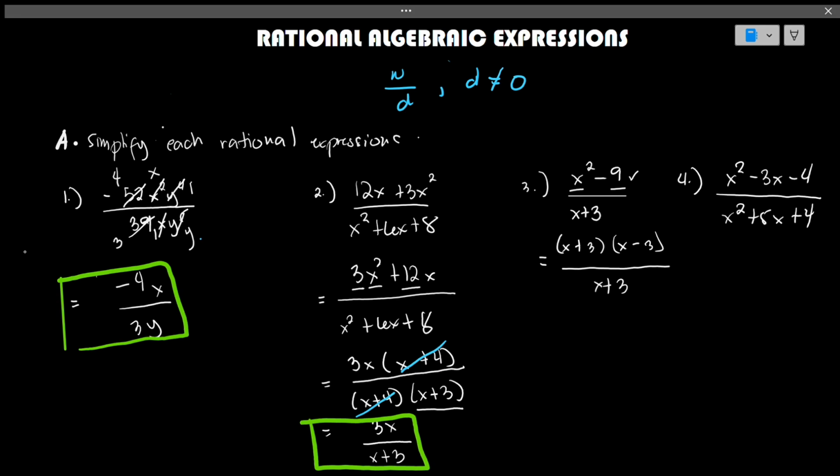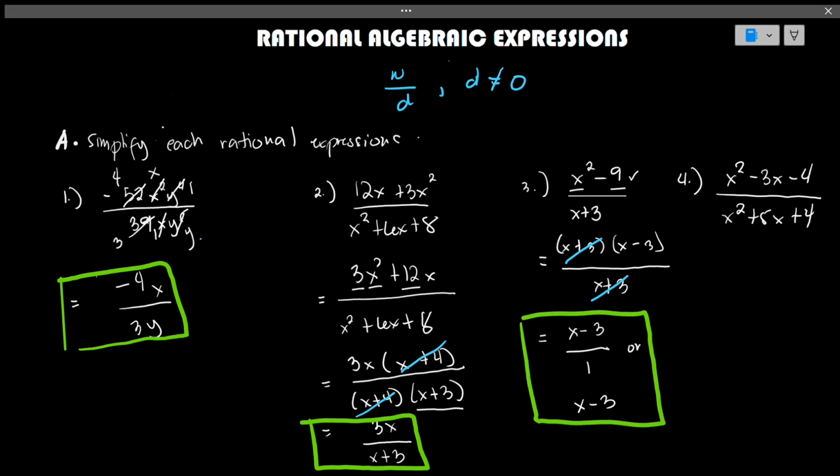Now, the next step here is the same. We cancel their common factors. We have x plus 3 here, and we also have x plus 3. And to write it off, our final answer will be the remaining terms here, x minus 3 all over 1, or this will become x minus 3 only. And that will be your final answer.